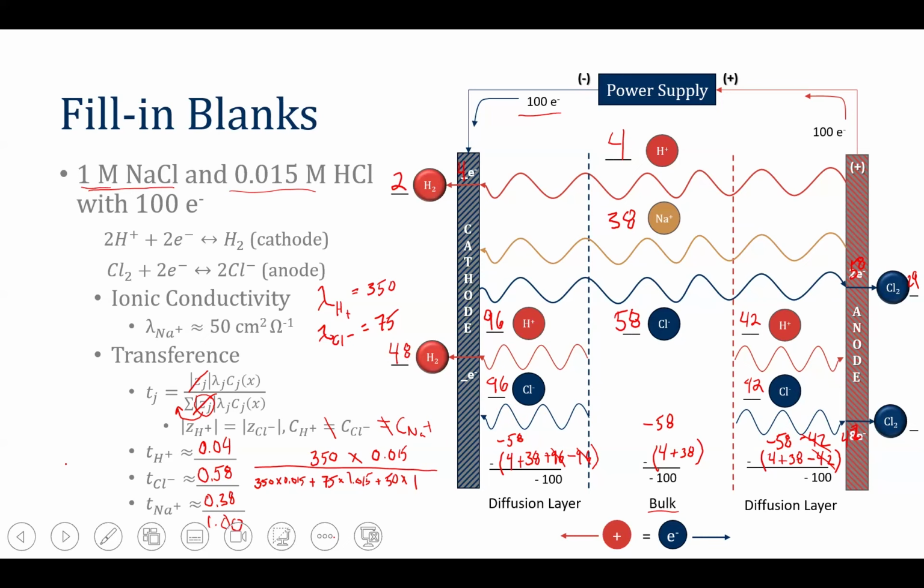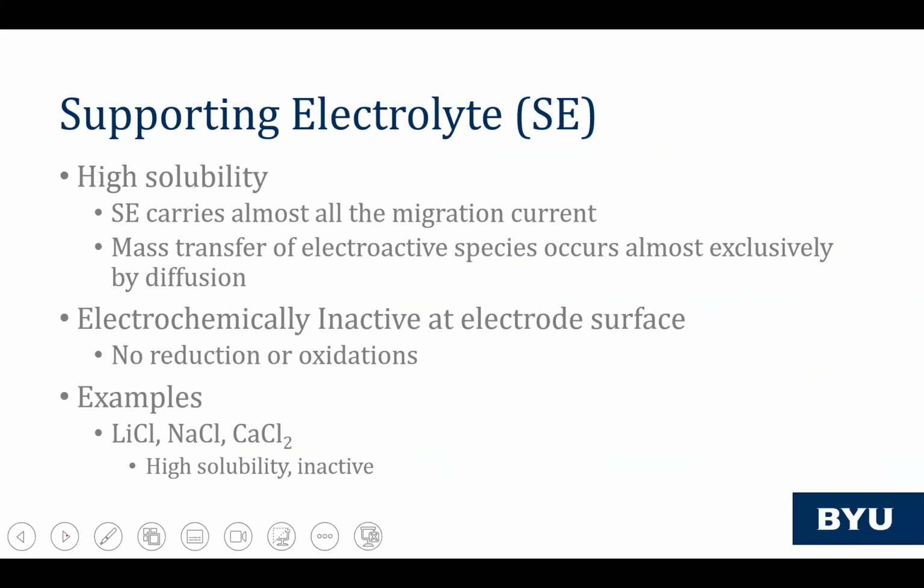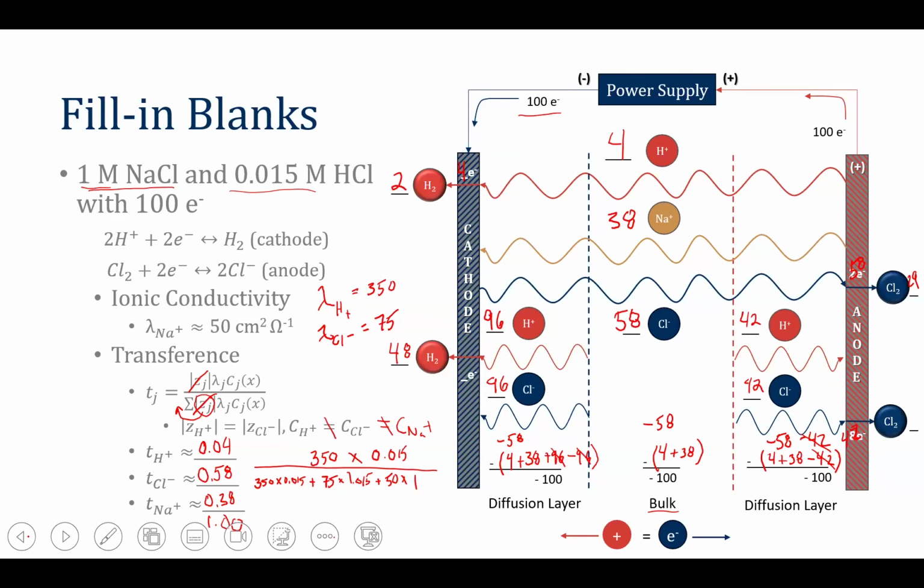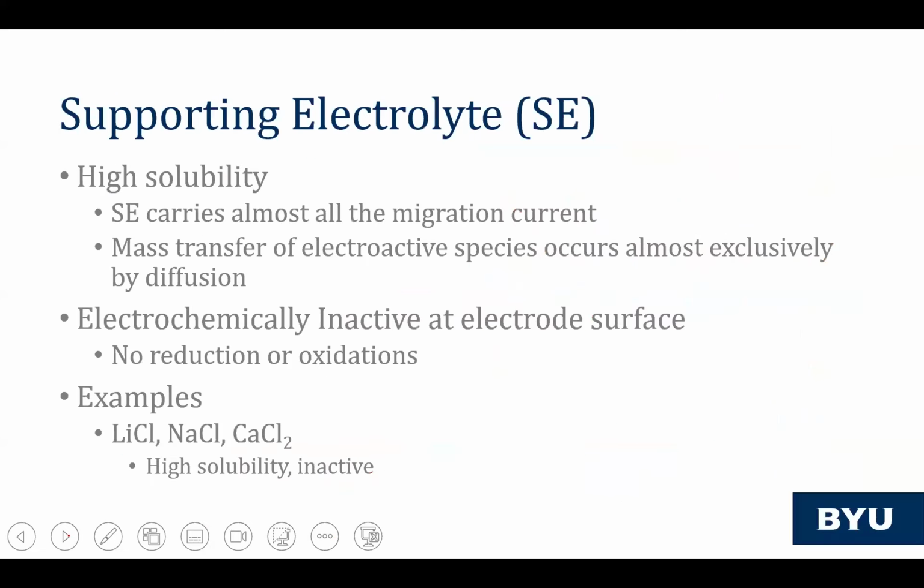So going back to this point that you can have 96% of your flux of an ion simply due to diffusion by adding a supporting electrolyte, which is quite helpful. The supporting electrolyte typically has a high solubility, so like sodium chloride and water, we can dissolve a lot of it in there. It carries almost all the migration current. So as we saw in the previous slide, our sodium and our chlorine ions are carrying most of the current. The hydrogen ions are only carrying 4% of the migration current in the bulk.